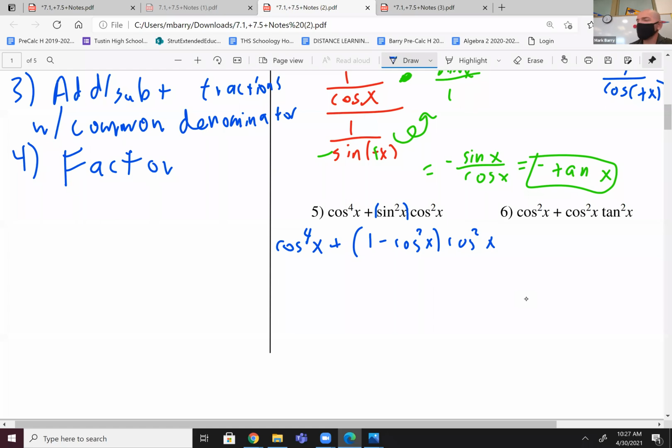What would I do next? Well, I see this cosine squared out here that's multiplying by a parentheses. So I would go ahead and distribute that in there. So cosine squared times 1, obviously cosine squared. Cosine squared times cosine squared will be cosine to the 4th, but it's negative. And then I'll keep this cosine to the 4th out here.